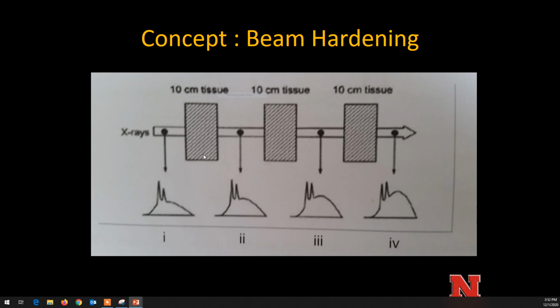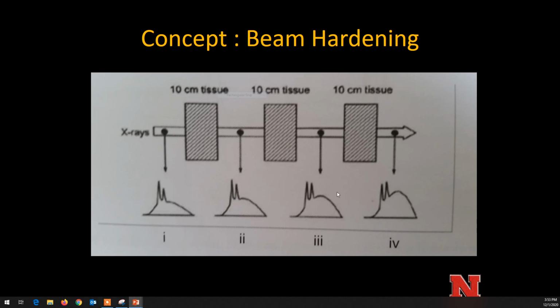tissue when it travels through it. And you have a functionally harder beam with more higher energy photons. If you do that again, it's going to become even harder. More of the lower energy photons are eliminated, and you have a harder beam that's more penetrating with higher average photon energies.